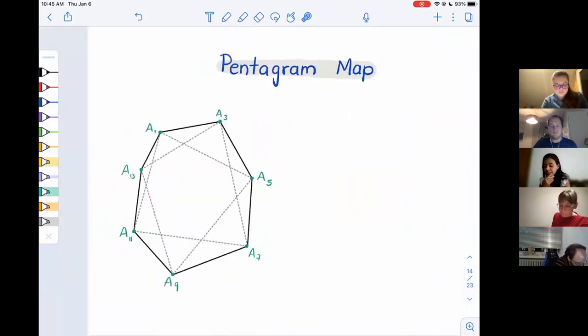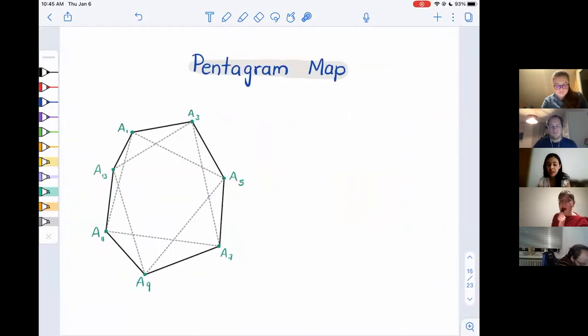Okay, so Pentagram Map is this map that was discovered by Richard Schwartz, where the idea is that I have a polygon like this one, and this is two-dimensional, okay? So I have here a polygon, and then what I can do is consider the diagonals, right? And then given the diagonals, this gives a new polygon here, right?